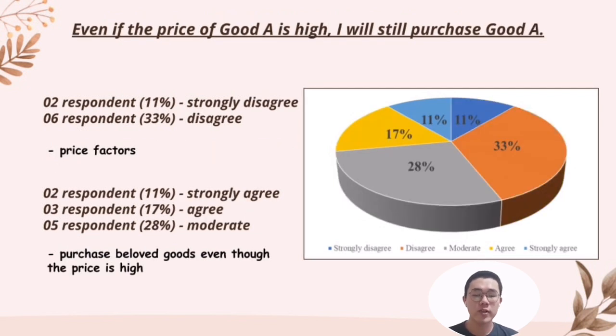Second, there are 2 respondents who strongly disagree and 6 respondents who disagree that they will still purchase good A even if the price of good A is high. This shows that price factors will influence them when making choices. Some people will not purchase if the price is too high and they will wait until the price drops because it is not cost effective. However, we have 2 respondents who strongly agree, 3 respondents who agree and 5 respondents who are moderate with it.